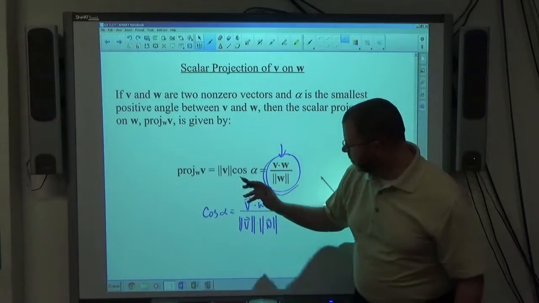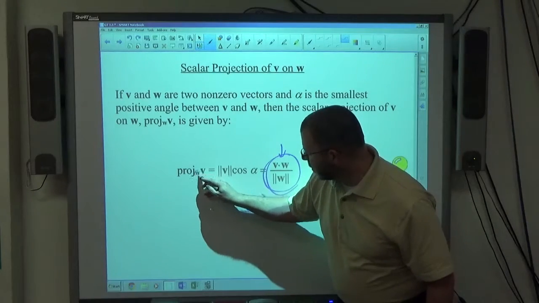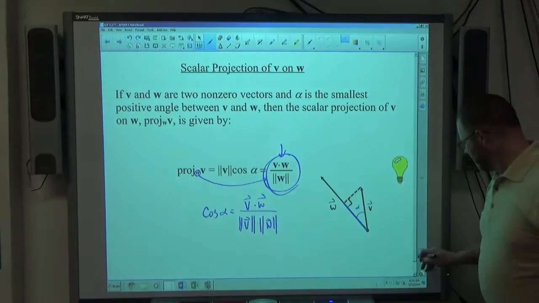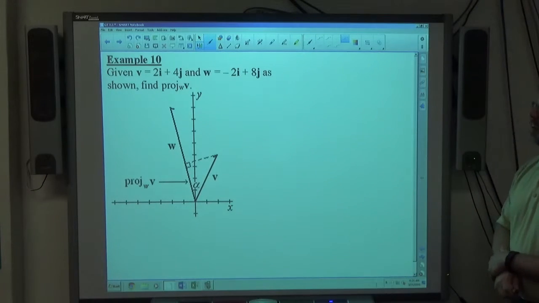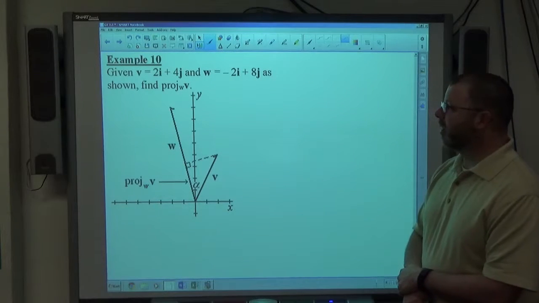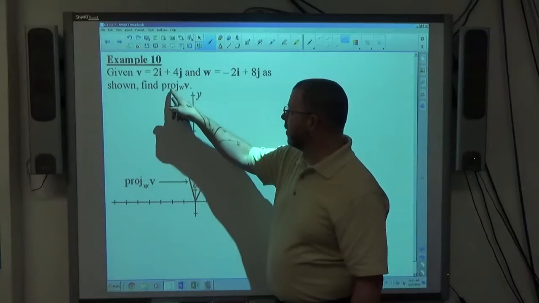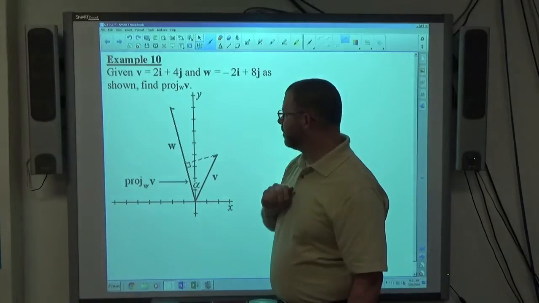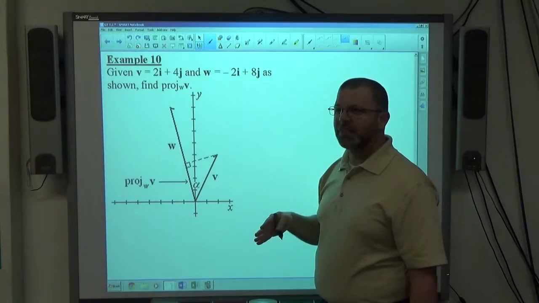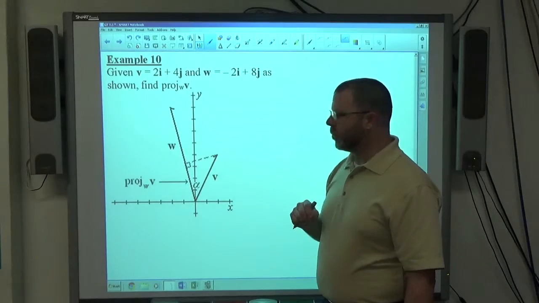Just to note, whatever this little subscript is, that's the one we put the magnitude of on the bottom. All right? So, if we take a look at this one, given vector V is 2i plus 4j, vector W negative 2i plus 8j is shown, find the projection of V onto W. And that's how you read that: projection of V onto W. So, that's what the picture looks like. Whether or not the picture is drawn, you don't have to have it drawn, but that's the visual.